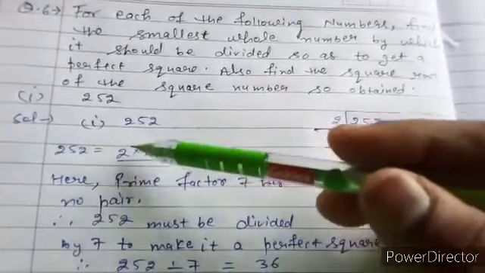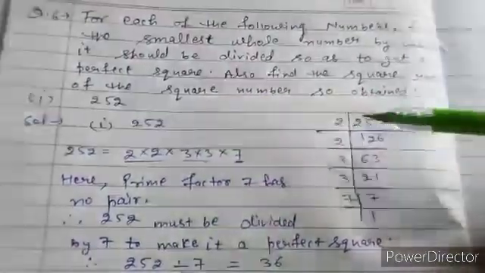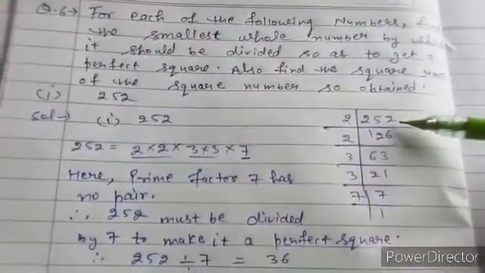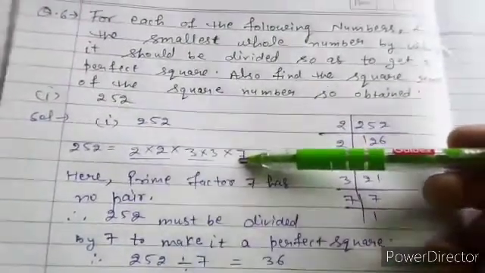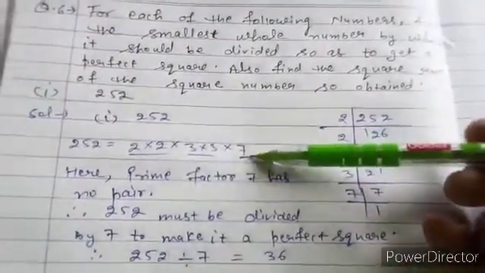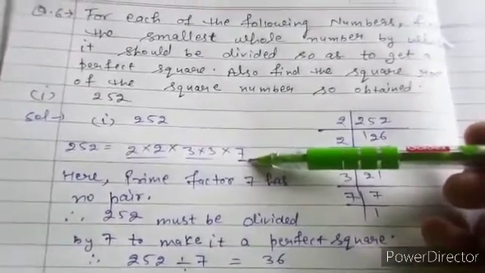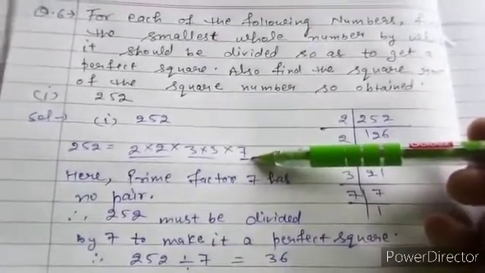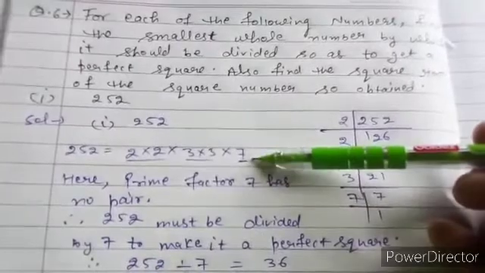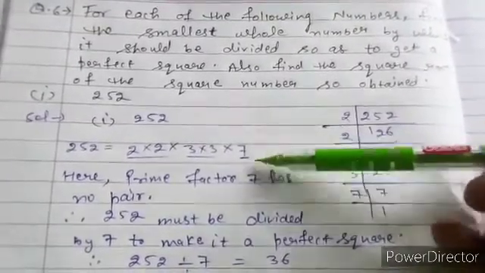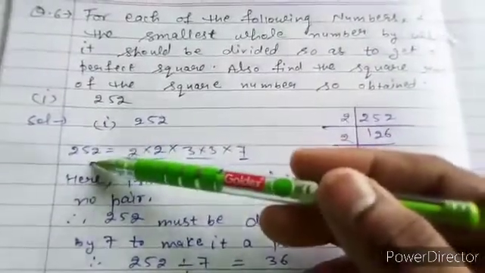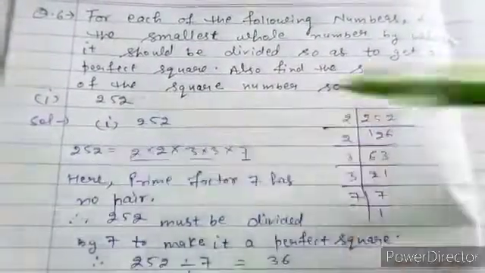So for that, firstly we have to find out the prime factorization of 252. This is the prime factorization, so we can mention it here. Now here 7 has just one number, 7 doesn't have its pair. So in the last fifth question, if we multiply one more 7 on both sides, then this number will be a perfect square after multiplying with 7.